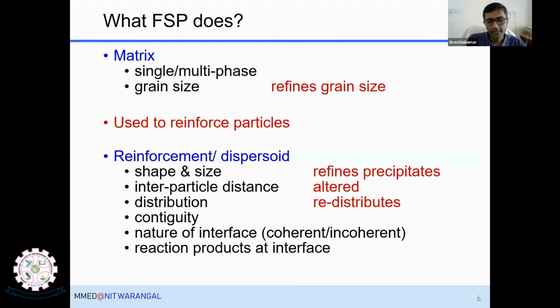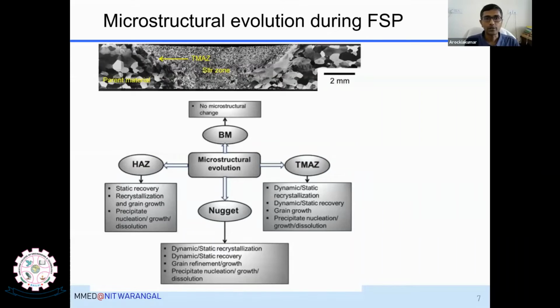So whatever I have said just now is compiled in this slide. In a single phase matrix, you are refining the grain size, and you are reinforcing the particles, thereby you are making a metal matrix composite. And whenever a phase is redistributed, its interparticle distance is varied, and its distribution is completely varied. So what would be the effect of these things on the property, that's always the subject of investigation after FSP. Fine. So how does this microstructural evolution happen?